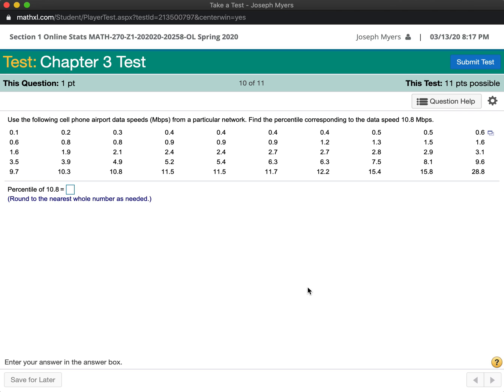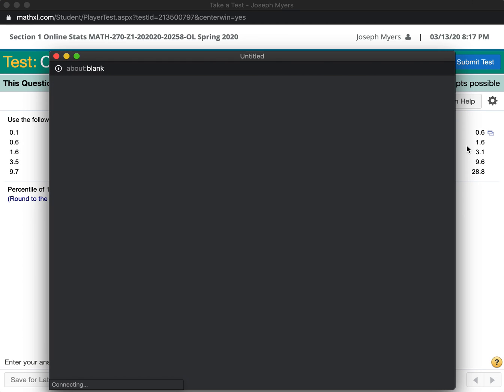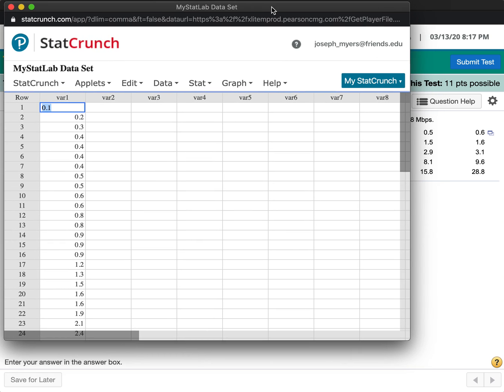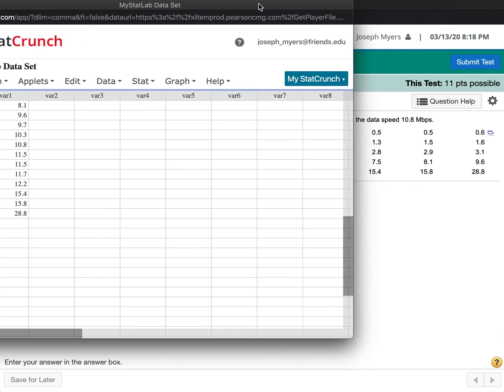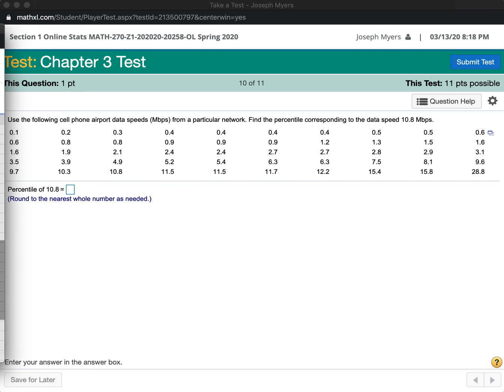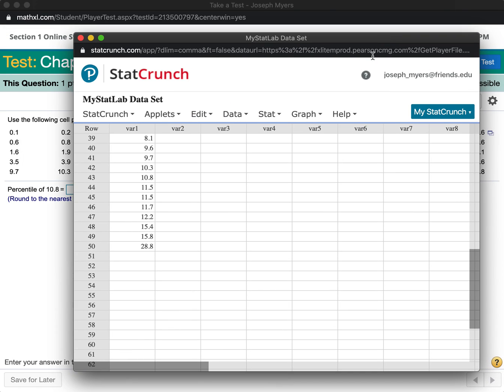Okay, now it says find the percentile corresponding to the data value 10.8. So let's click on the data icon, click open in StatCrunch. Notice there are exactly 50 numbers that I gave you in this problem. And they're sorted in order already, which is really helpful. So let's find the number 10.8.